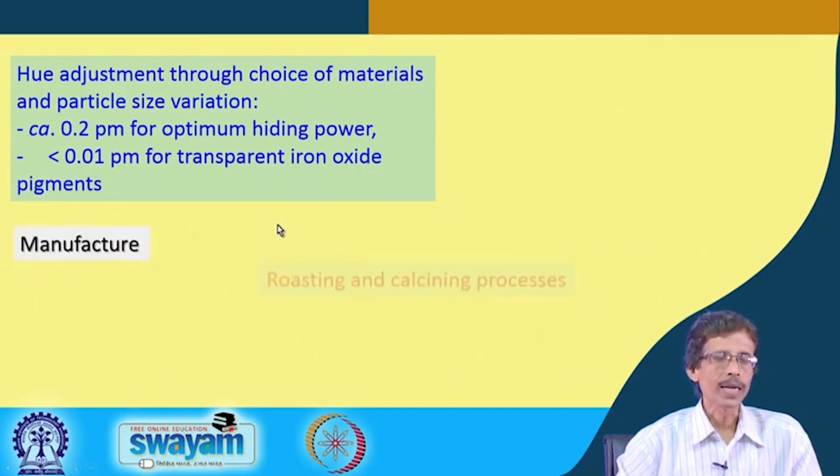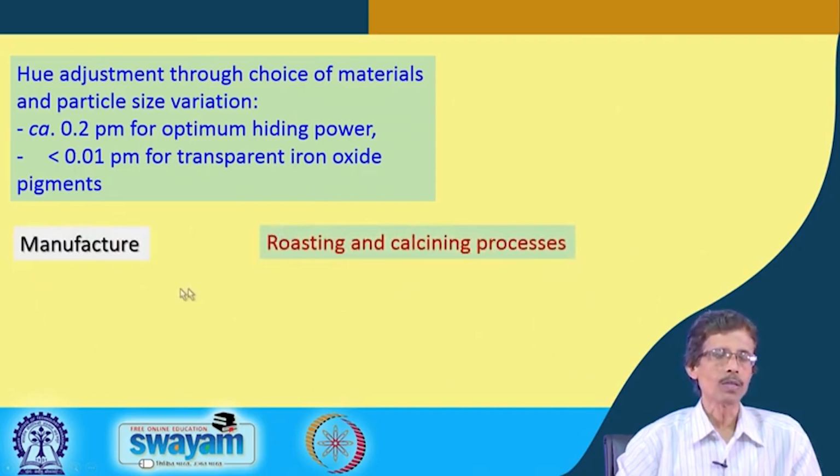So, how we get the different sizes of all these compounds is through the manufacturing process. The first step is the roasting process, and following roasting you should go for the corresponding calcining process, that means the heating.